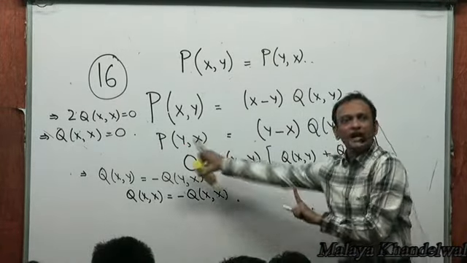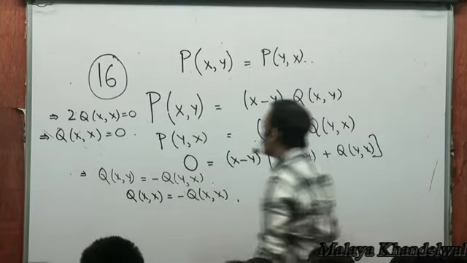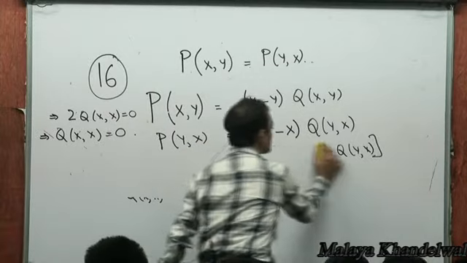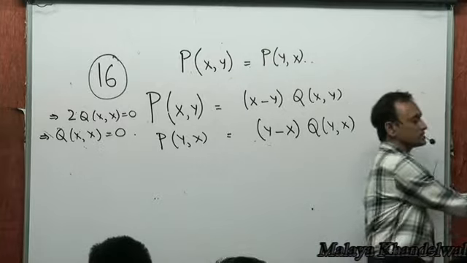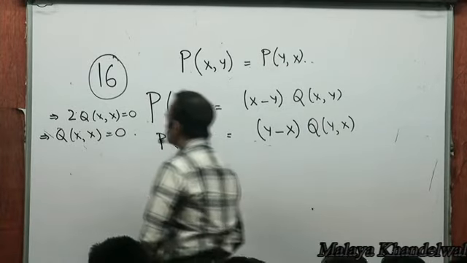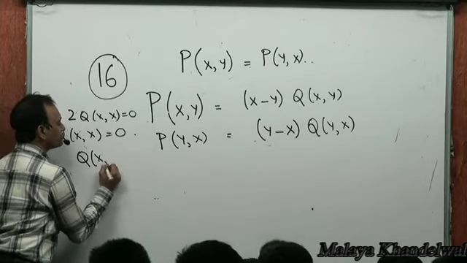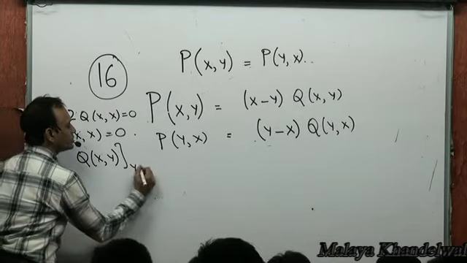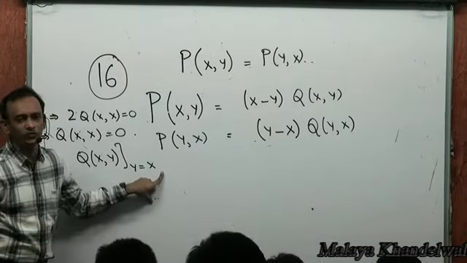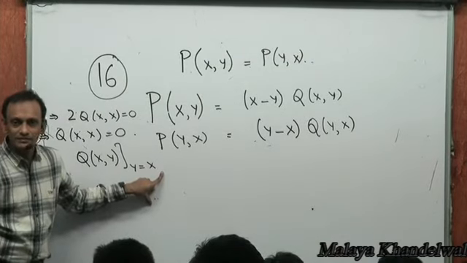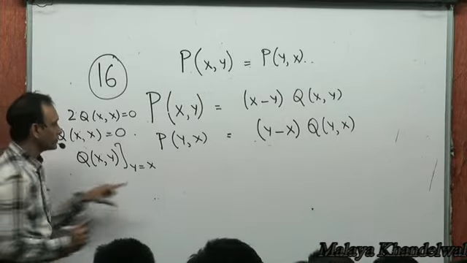So do you all understand everything that I have communicated so far? Now, having said this, realize that we just have to interpret this. Q(x,x) means what? It means the value of q(x,y) at y equal to x. Q(x,x) means the value of q(x,y) at y equal to x. That is 0.